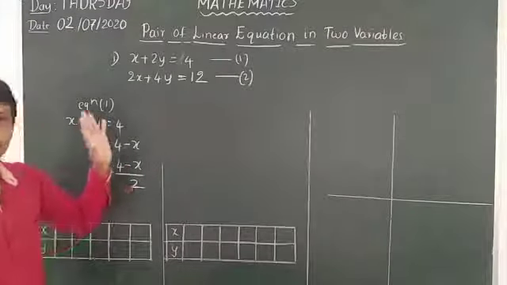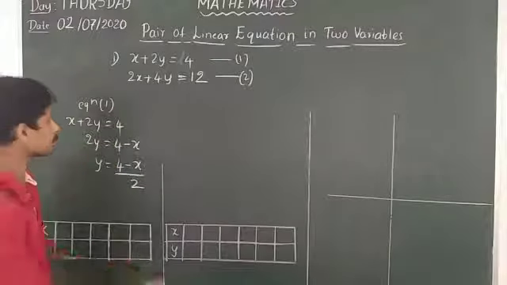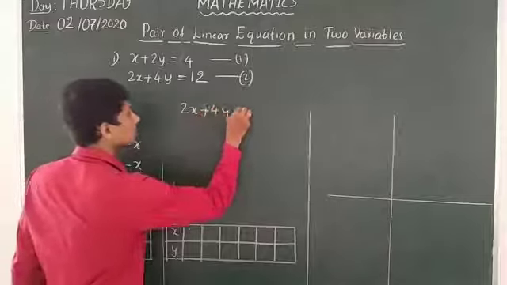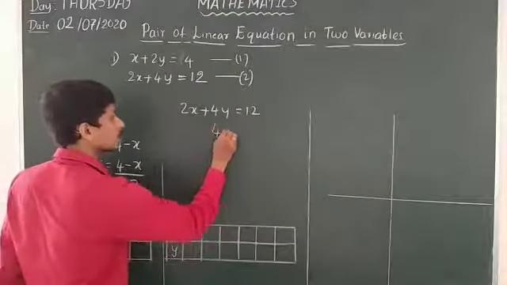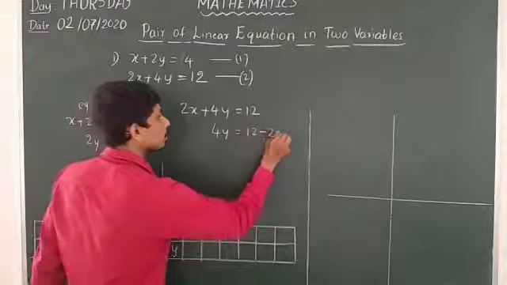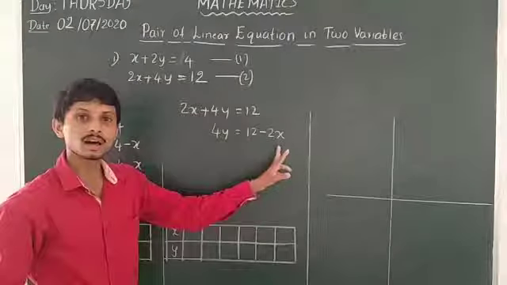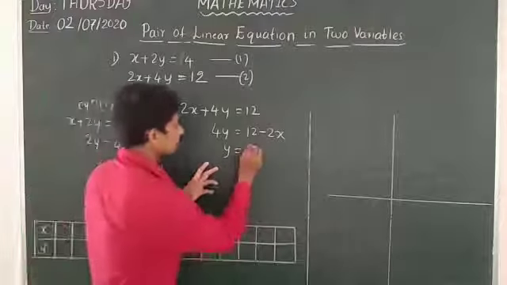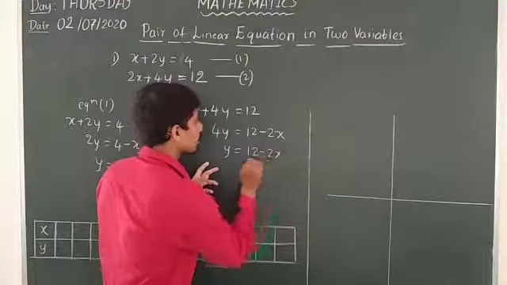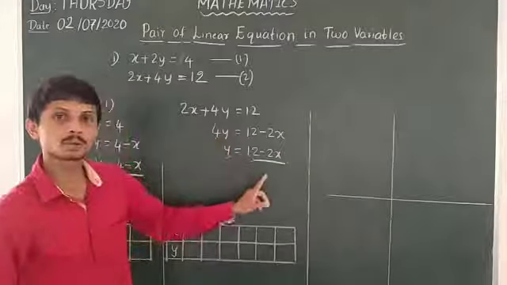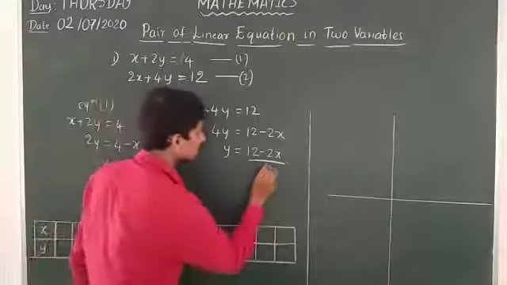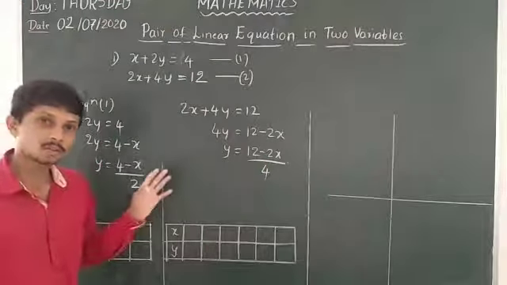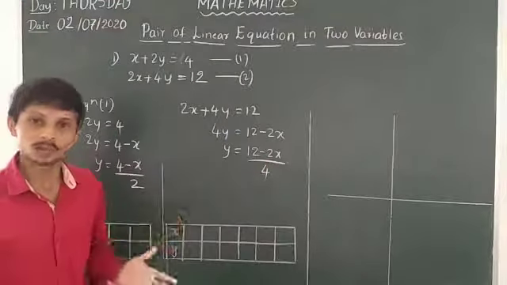So here also I will do the same. That is 2x plus 4y is equal to 12. So that means 4y is equal to 12 minus 2x. I will transpose 2x to the RHS side. Then y is equal to (12 minus 2x) divided by 4, so I will transpose this 4 to the RHS side. That means it comes to the denominator.